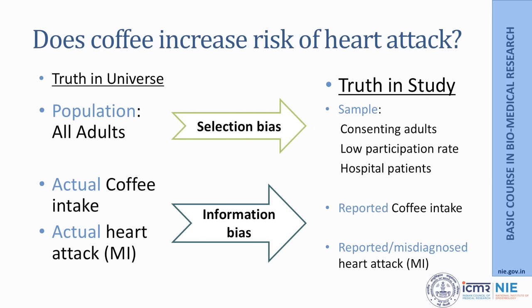selection bias. Now, the exposure that we're trying to assess here is the actual coffee intake of the study participants. And what we get from the study participants is actually what they report. Are they reporting the true coffee intake? Do they actually remember how many cups of coffee they have had in the past? What's the average number of cups they drink? Whether they drink coffee with milk, without milk? What's the strength of the coffee? All of these issues can influence whether the coffee intake that we are measuring is actually the true coffee intake, and that can lead to information bias.